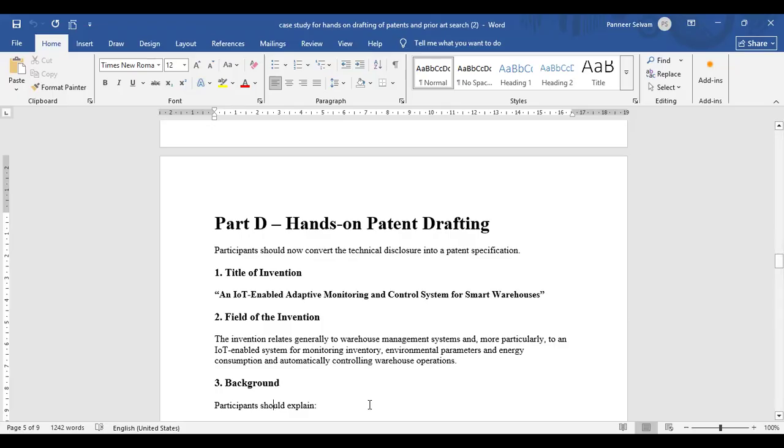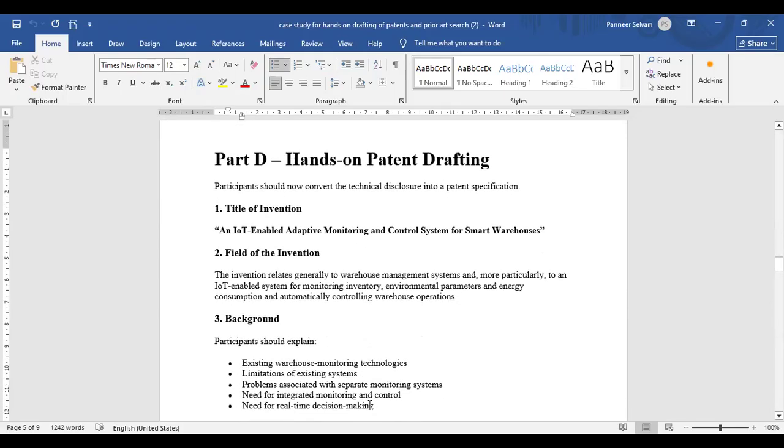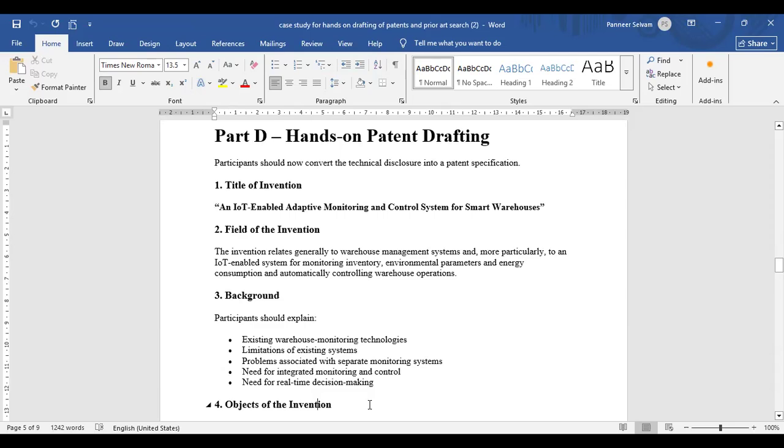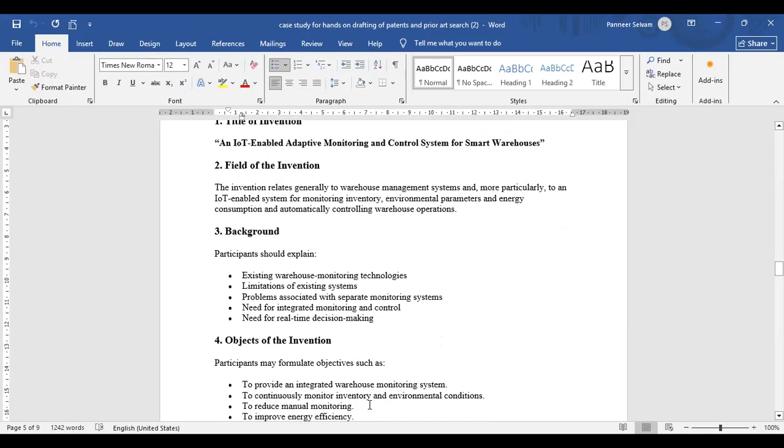The background section should explain the existing warehouse monitoring technologies, their limitations, problems associated with separate monitoring systems, the need for integrated monitoring and control, and the need for real-time decision making. Next, we formulate the objects of the invention. These may include providing an integrated warehouse monitoring system, continuously monitoring inventory and environmental conditions, reducing manual monitoring, improving energy efficiency, generating real-time alerts, and enabling automated control based on multiple data parameters.